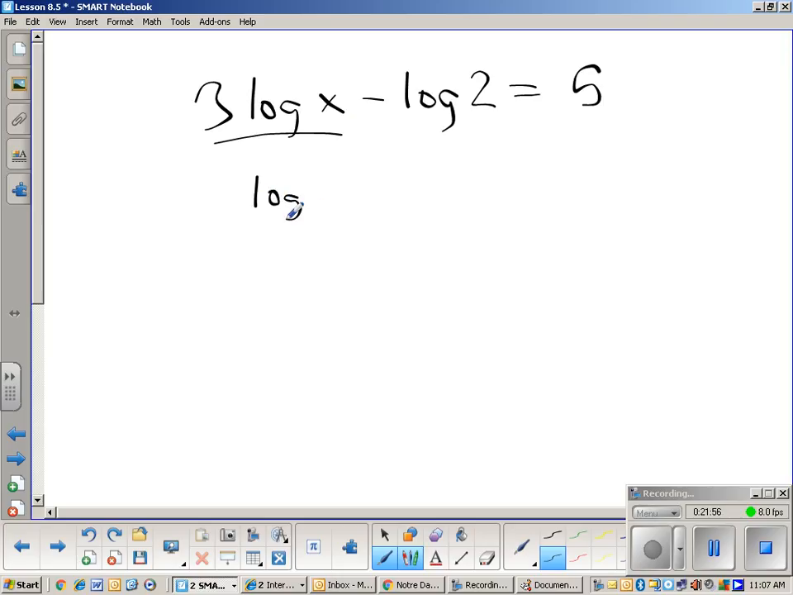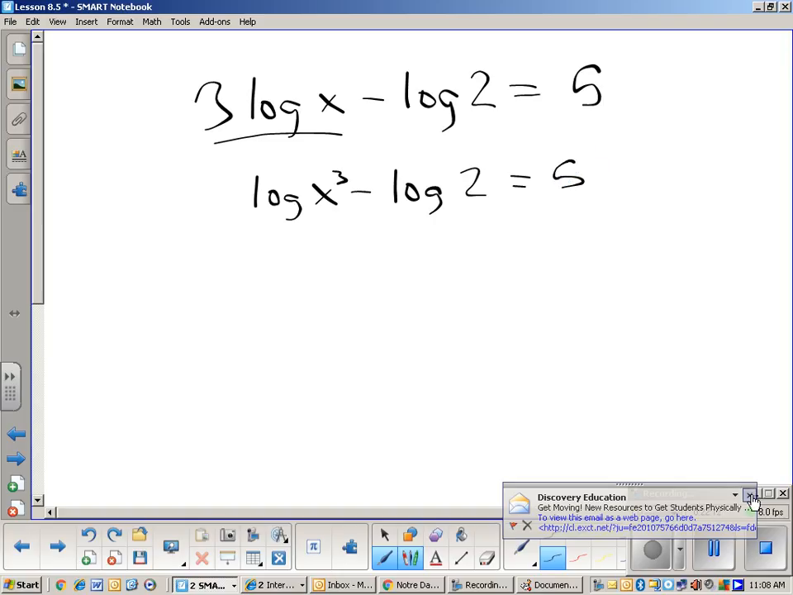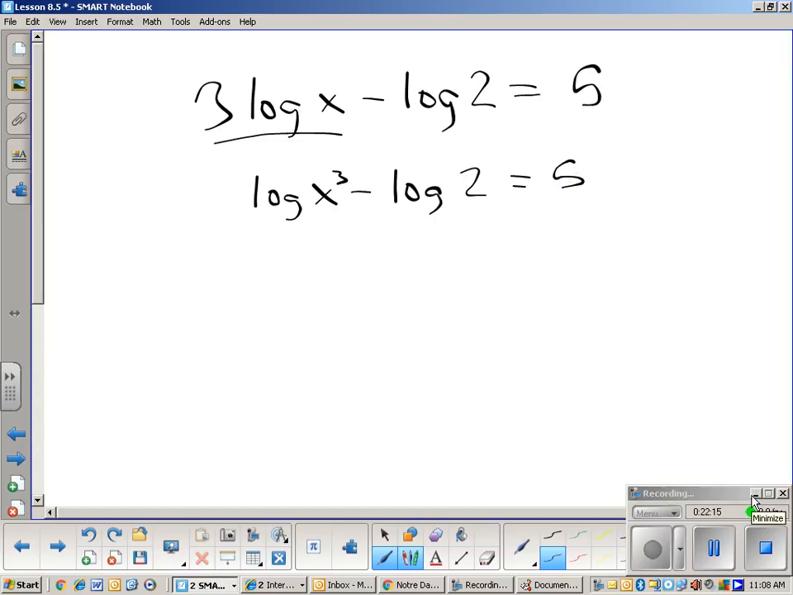Log x to the 3rd minus log 2. So then, how do I rewrite it now? What rule did we learn yesterday to help us with this one? Subtracting logs is the same as taking the log of the quotient. Log of x cubed over 2 equals 5.